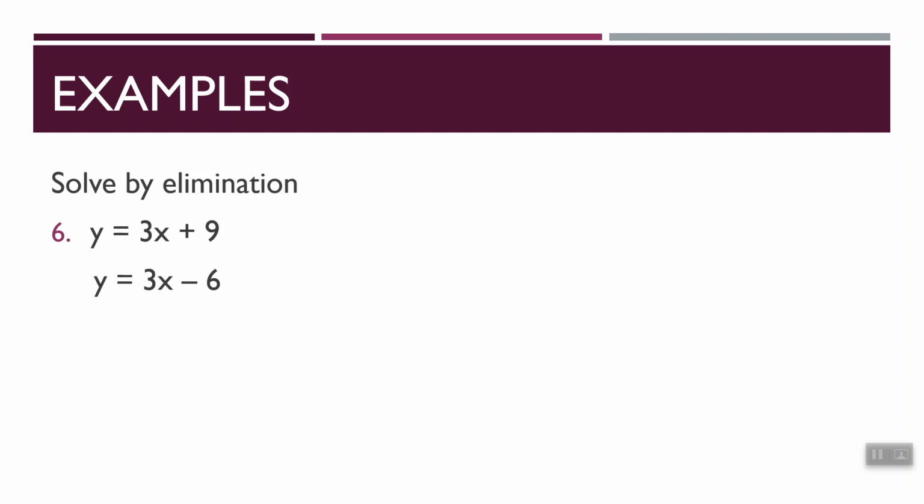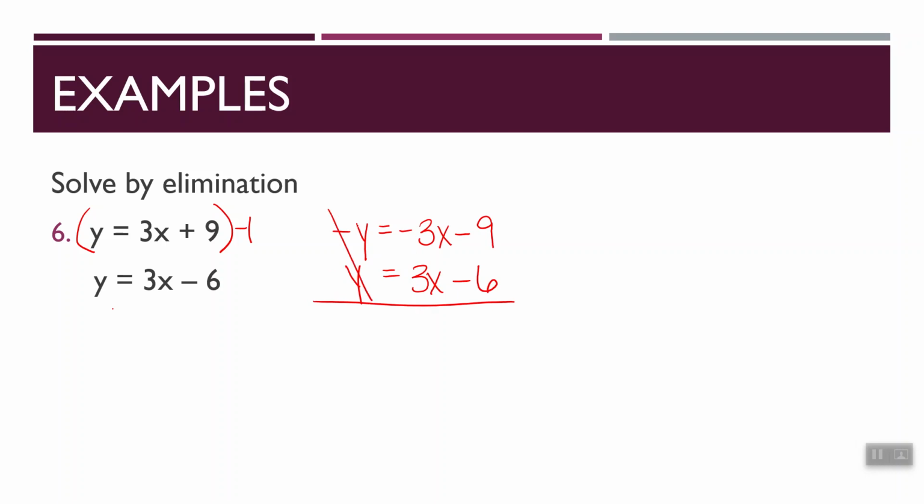But here I have 1y and 1y. Those are both positive. And I actually have two positive x's here, both positive 3x. So I'm going to go ahead and multiply the top equation this time by negative 1. So that's going to give me negative y equals negative 3x minus 9. And my second equation has not changed. And now I'm going to add them together. So my y's are going to eliminate. That leaves me with a 0 on the left-hand side.